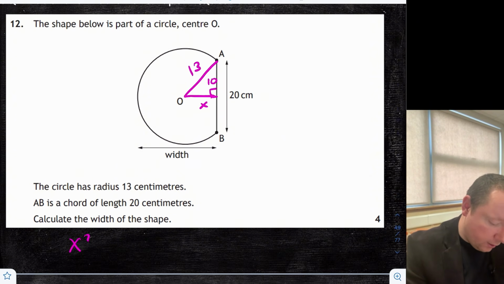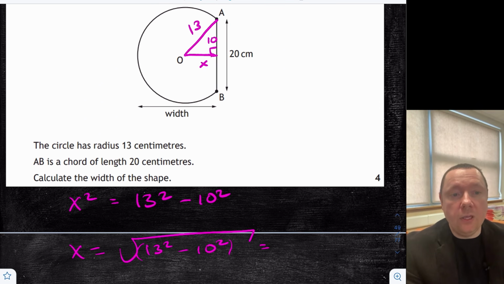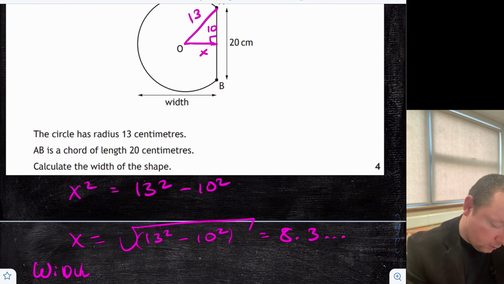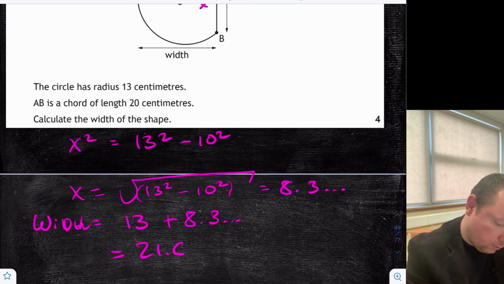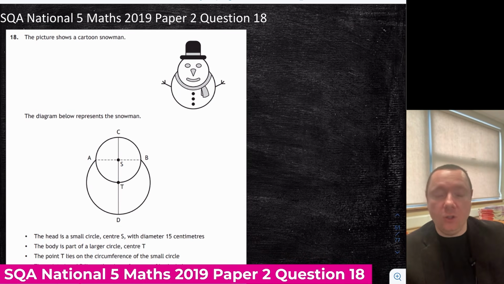Right angle triangle then, so that is 10. So we know that x squared equals 13 squared minus 10 squared. So x is the square root of 13 squared minus 10 squared, which equals 8.3. Not rounded. So then the width is just our radius 13 plus our 8.3 that we've just worked out to give us a final answer of 21.3 centimetres. And we're done there.